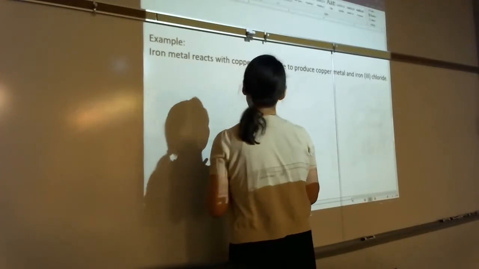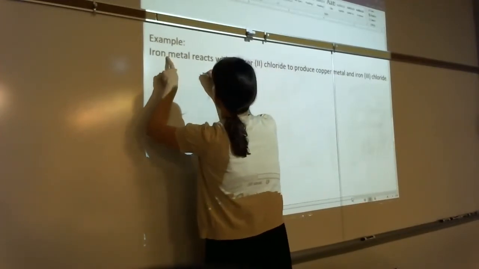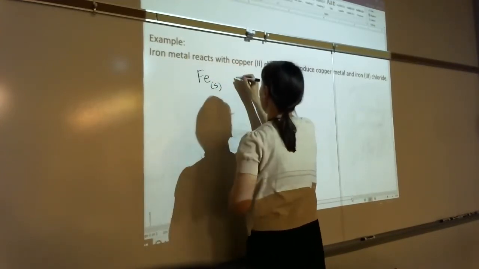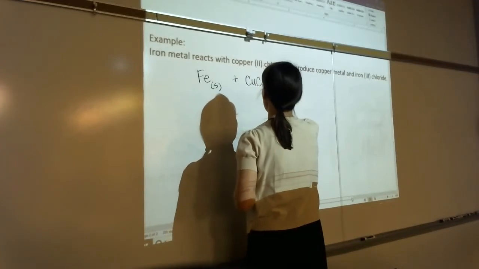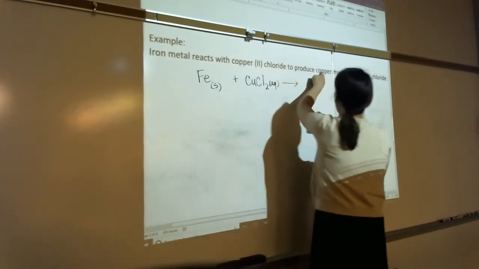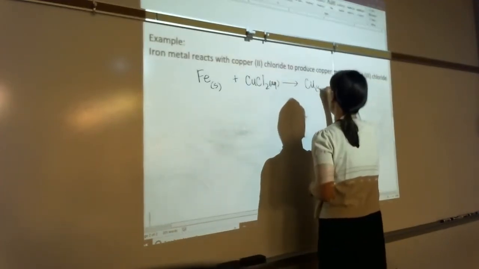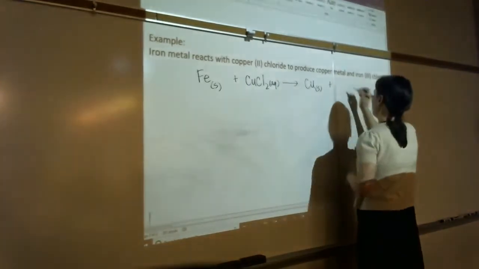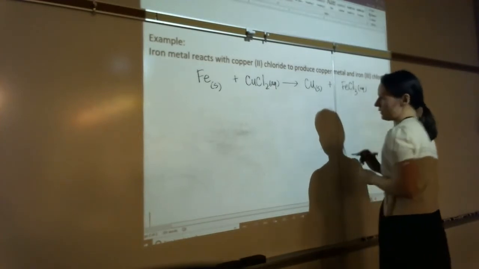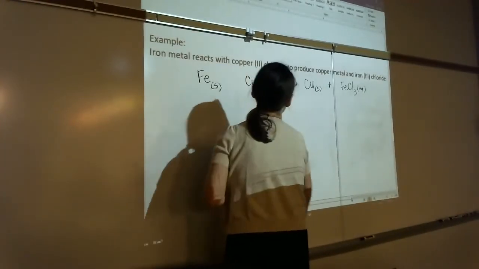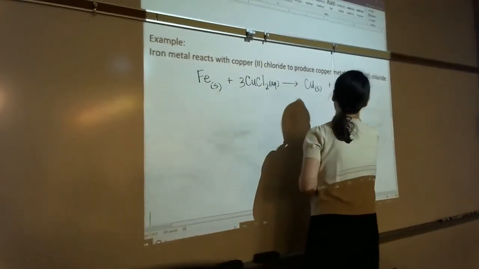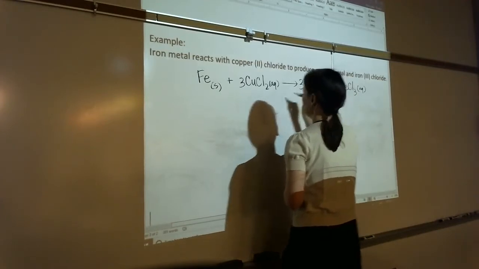So let's decide, is this redox or not redox? Iron metal, that's just plain old Fe, reacts with copper(II) chloride, so that would be CuCl2, aqueous. It's a solution. You're going to produce copper metal, so that would be Cu, solid, and iron(III) chloride, so that would be FeCl3. This isn't balanced, so we need to balance it. You need a 3 here, a 2 here, a 3 here, and a 2 here.